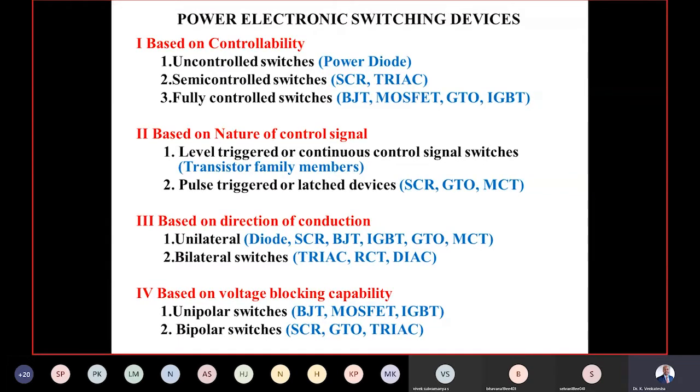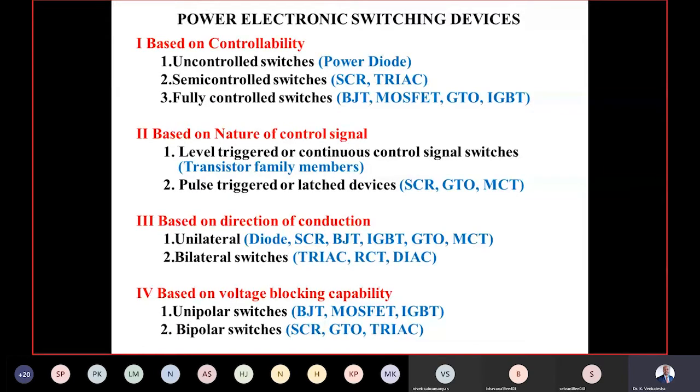Rather, bilateral switches, you take a TRIAC. TRIAC is a very common element used in the fan regulators you have at home. Right? In a TRIAC, it can conduct current in both the directions. RCT, reverse conducting thyristors, diodes that work on AC. So all these elements conduct current in both the directions.